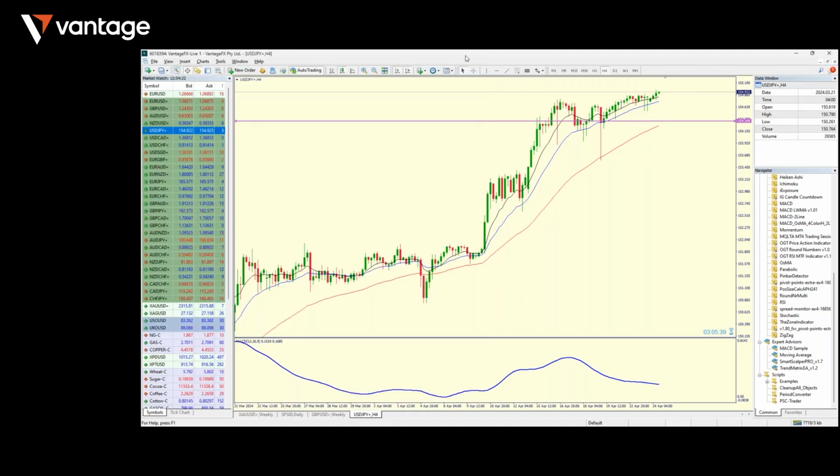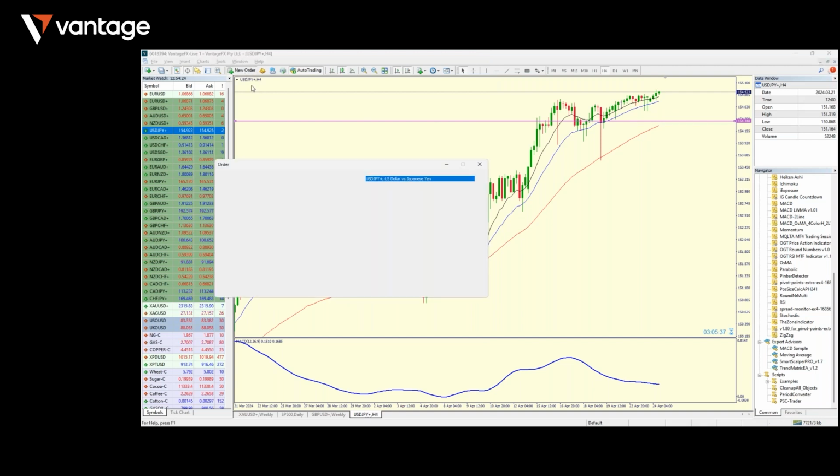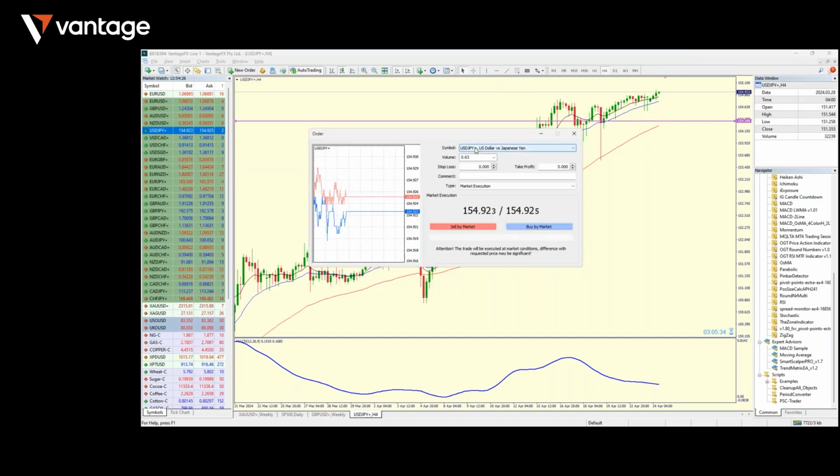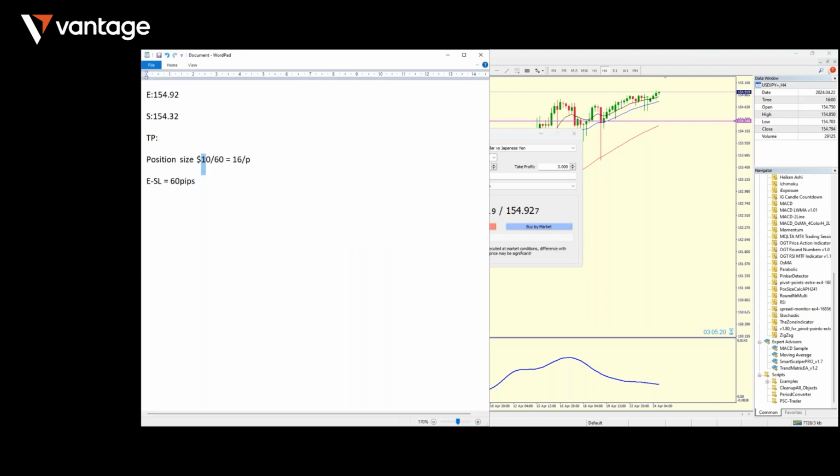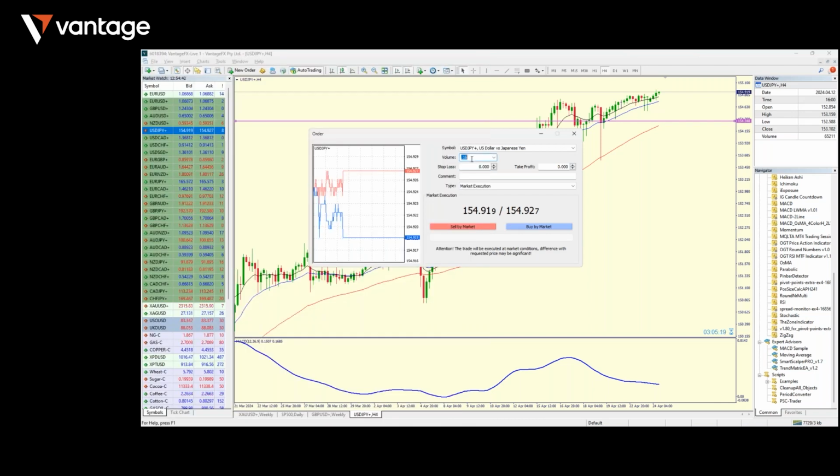So I'm going to go ahead, I want to place a trade. I'm going to go to my new order. First thing I want to do, make sure I'm looking at the correct instrument. It's got to be the same thing that I'm trading here. My volume is going to be that position size. So my volume is going to be 0.16. Sorry, I beg your pardon. In this case, that's actually $1.60.